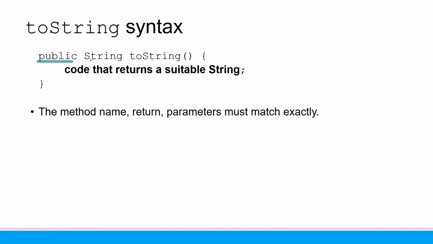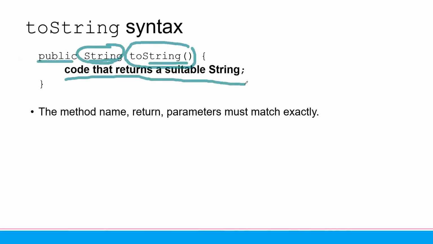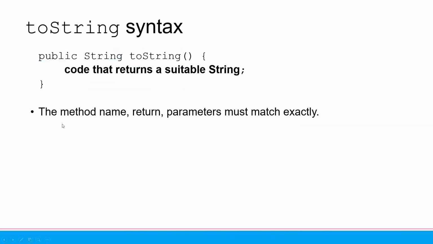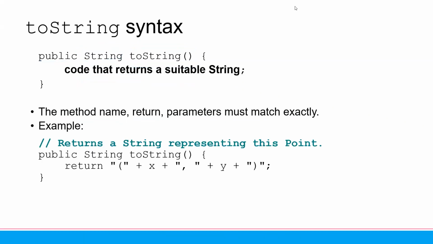In order to make the string, we can use toString and code it. So I can define public String toString. It means I will make the result of this toString method a string data type. The code returns a suitable string. The method name, return type, and parameters must match exactly. So let's see the example. I want to print X and Y. If I call toString, it will return a string that shows the parenthesis plus the value of X plus comma plus Y plus the closing parenthesis.